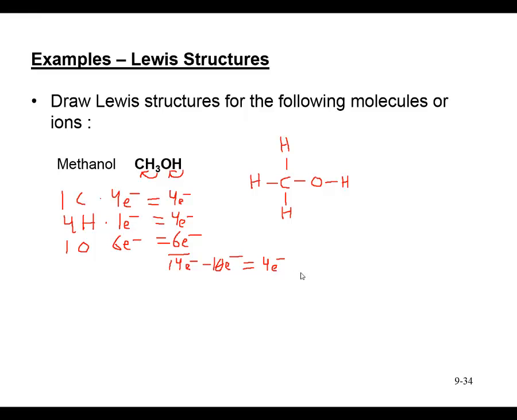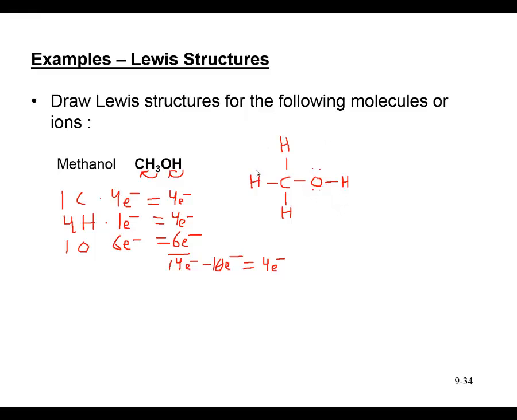So what I do is I look at the elements I have, and usually it's the most electronegative atoms that get the extra electrons first to fill their valence shells. Now the most electronegative atom in this structure is oxygen. So I want to put the extra electrons on the oxygen until I fill its octet. So now oxygen has 1, 2, 3, 4, 5, 6, 7, 8 valence electrons.